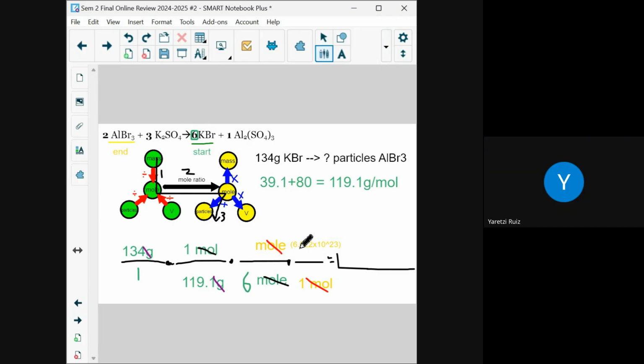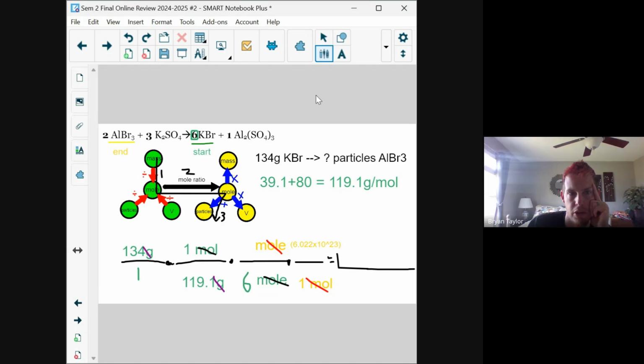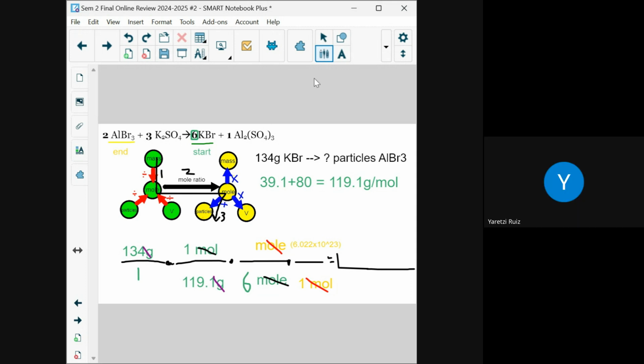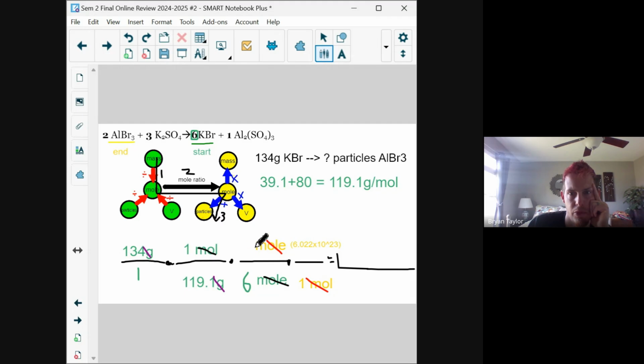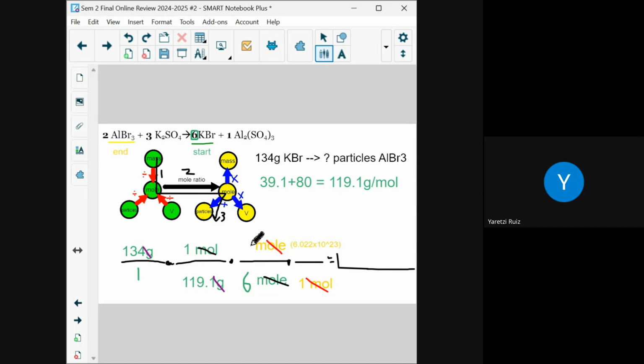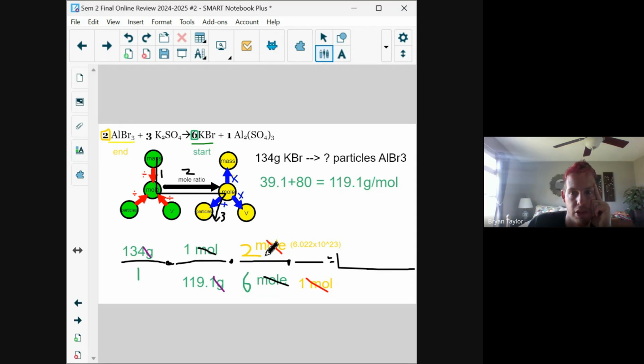How many are there? Wait, I can't see. I need to zoom in. I can't see. Where do you want me to zoom? I'm zooming in. Okay. How many moles of it? ALBR3. 2. 2 is correct. Good.